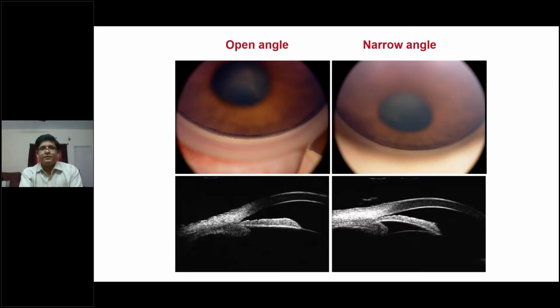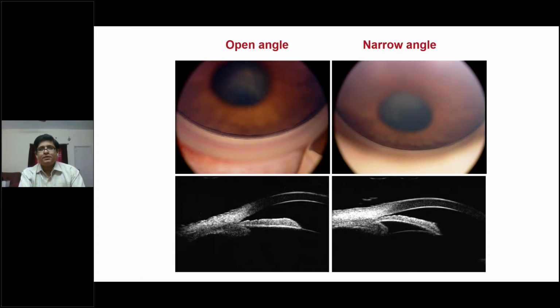So we all are familiar with this picture, a gonioscopic image of an open angle and a narrow angle. And that's the UBM image of a closed angle here, a cross-sectional image which tells us the entire anatomy involved. Of course, it is always difficult to do gonioscopy. It is a skill to be learned and to be followed.